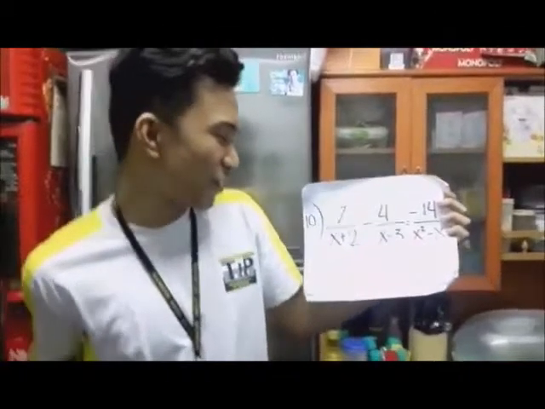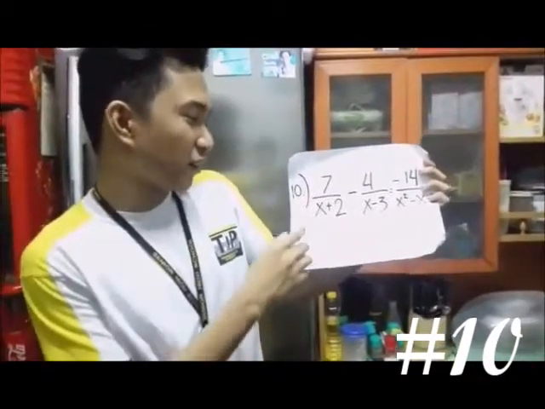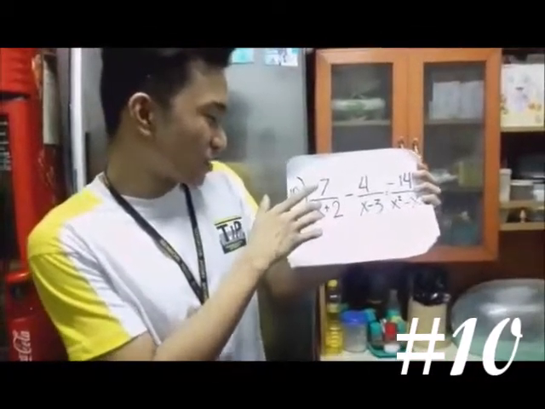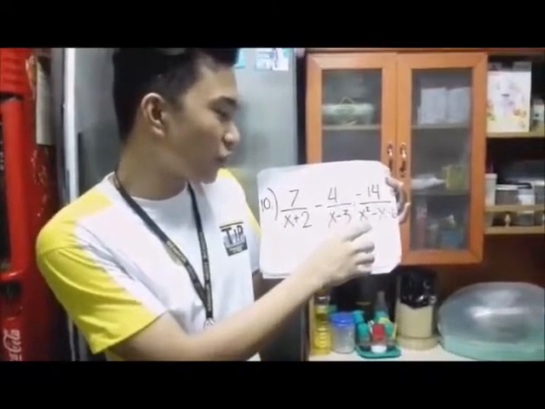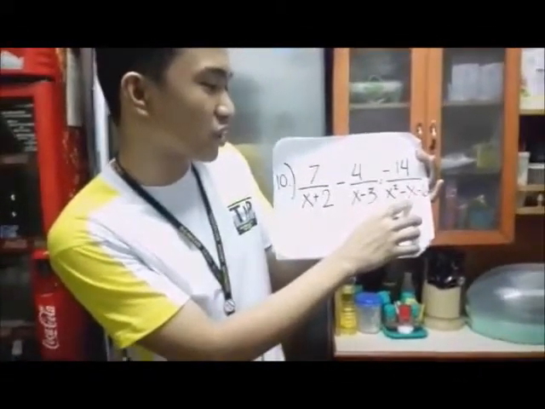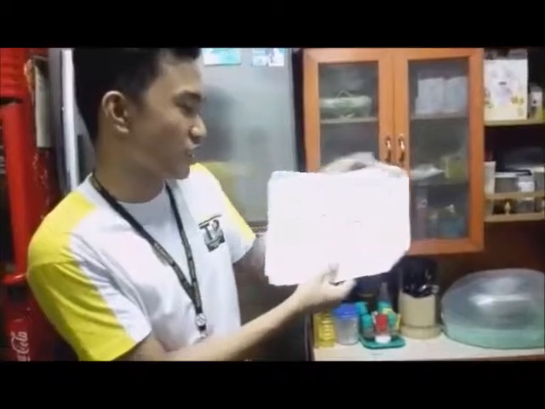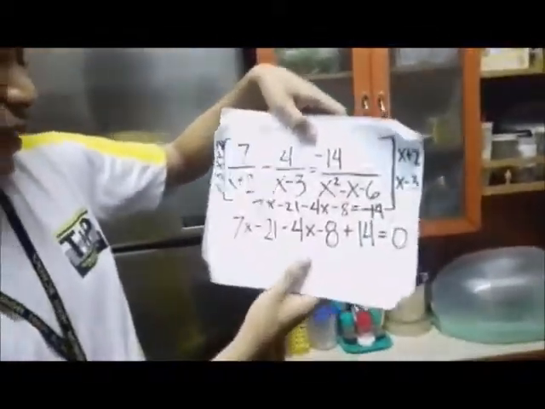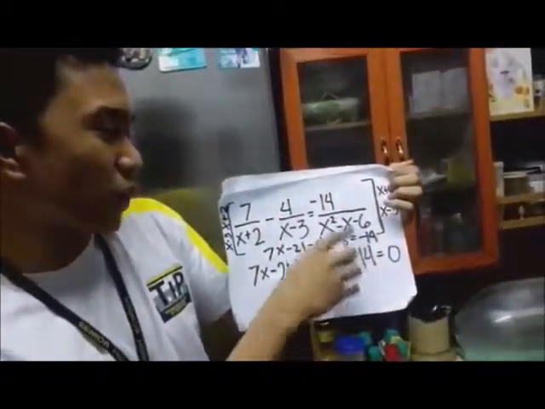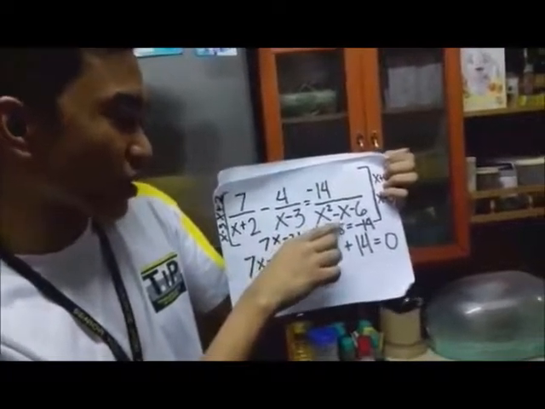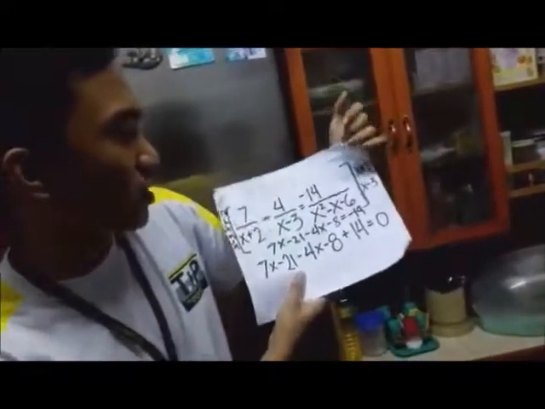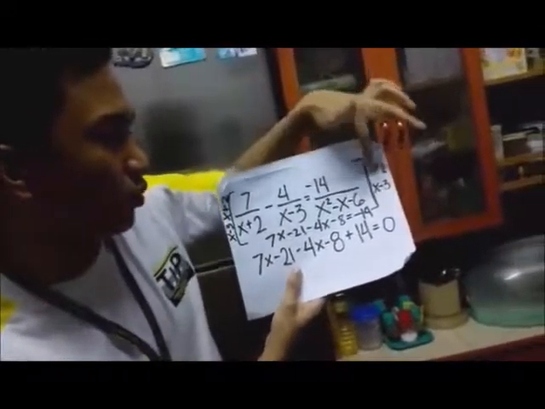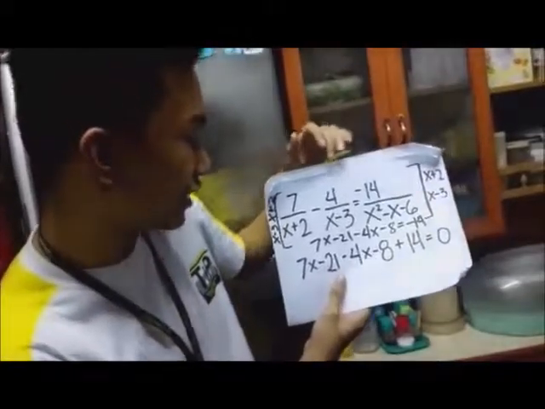Ang ibinigay mo po sa aking problem ay number 10. Ang equation po dito ay 7 over x plus 2 minus 4 over x minus 3 is equal to negative 14 over x squared minus x minus 6. Unang gagawin, hahanapin mo yung factor ng x squared minus x minus 6. Ang factor po nito ay x plus 2 at saka x minus 3. Isulat mo po sa gilid kasi yun yung LCD.